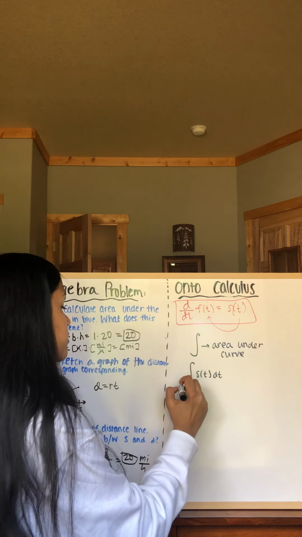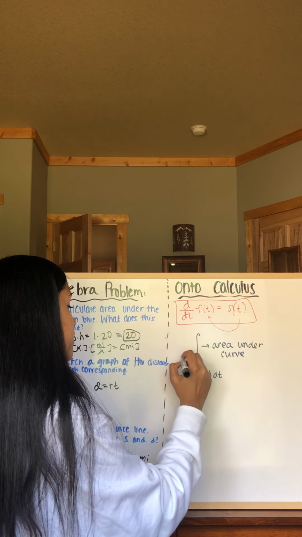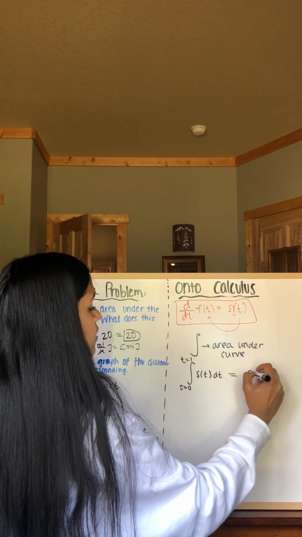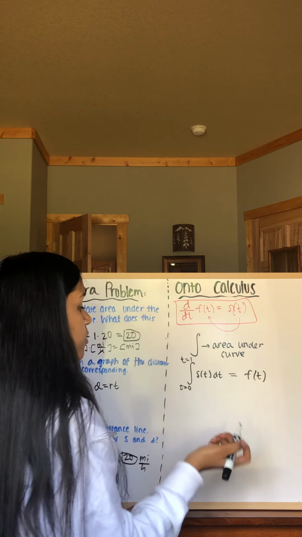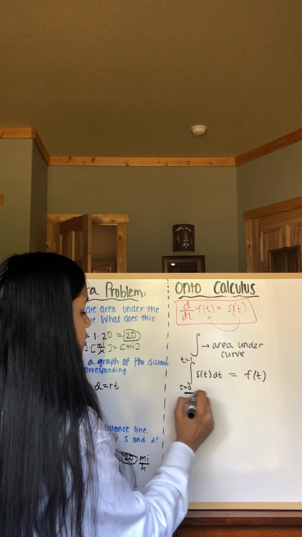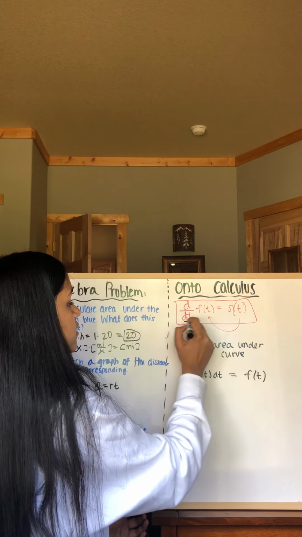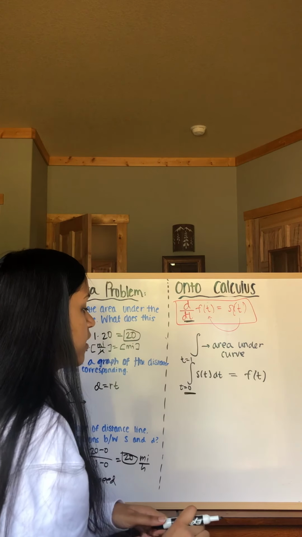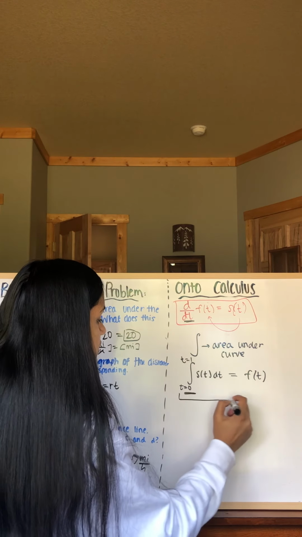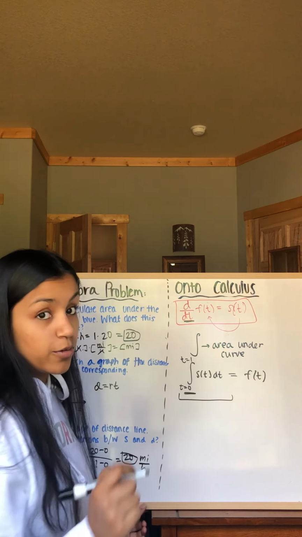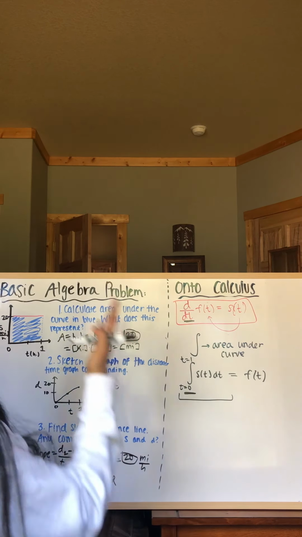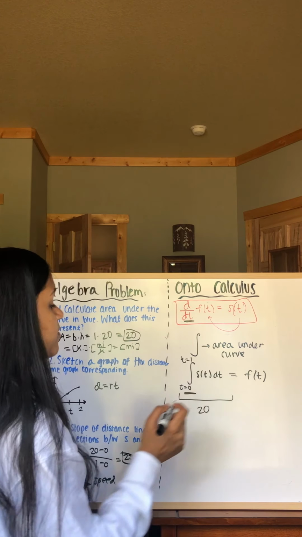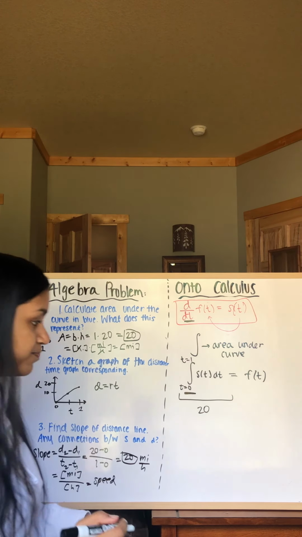It was between t equals 0 and t equals 1. This equals f of t. So again, we've established that the integral is the inverse of our derivative. Okay, that's one thing. So we now know that this integral of s of t between 0 and 1 is a value. We actually found that value in the algebra section. We found that as 20, the area under the curve between t equals 0 and t equals 1.